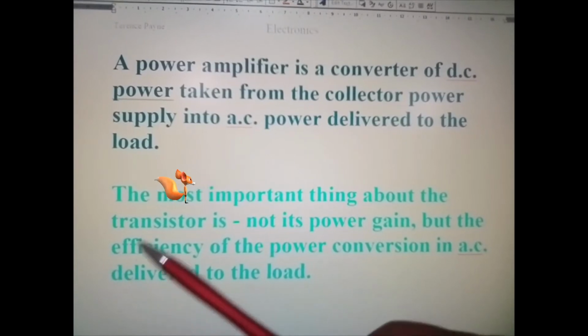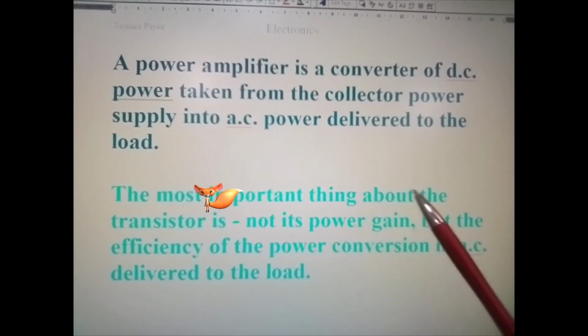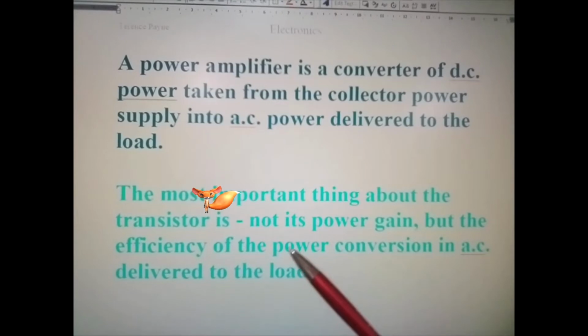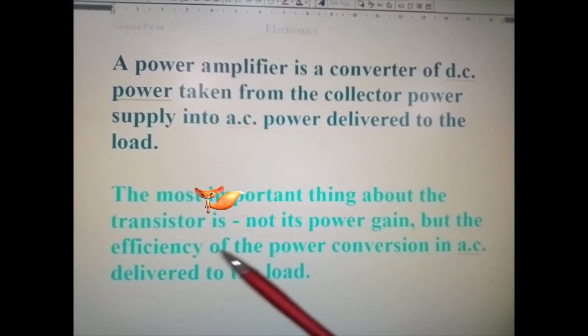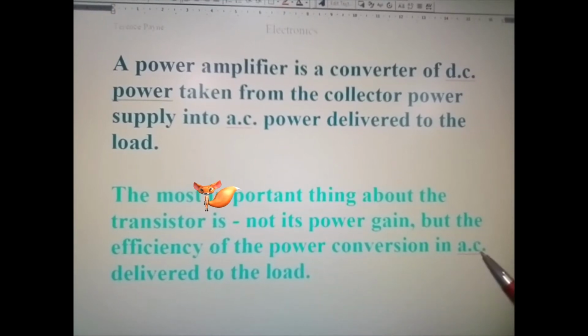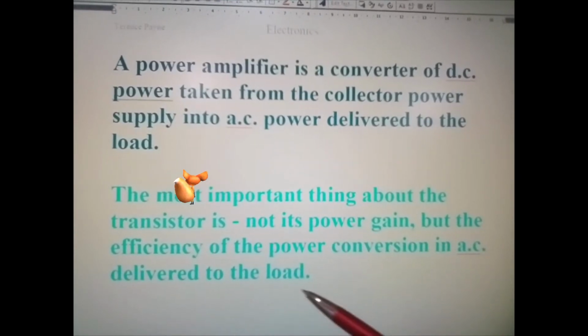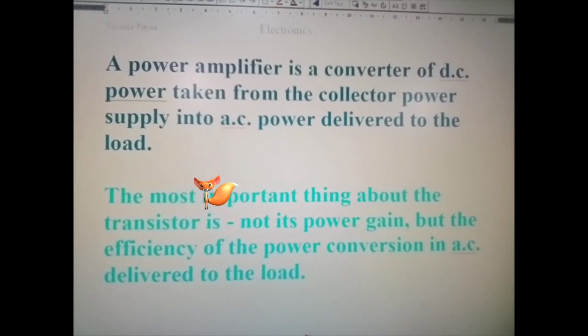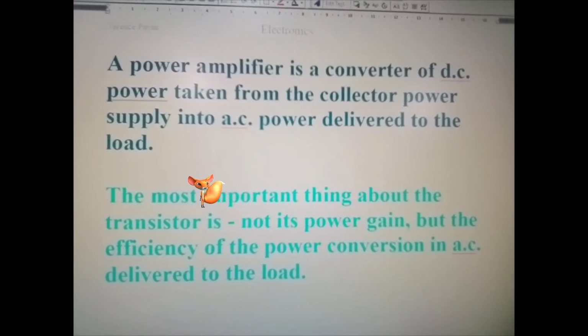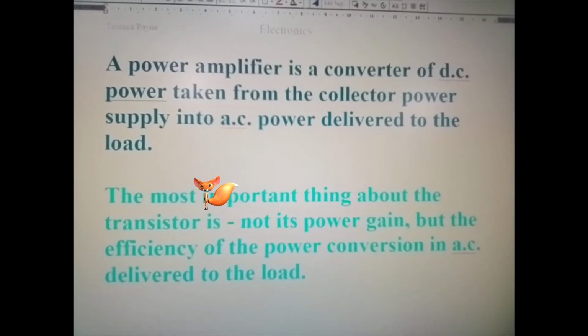Now the most important thing about the transistor is not its power gain, but the efficiency of the power conversion into AC delivered to the load. And this is where we need our transistor to be highly efficient and to make sure that we get the maximum power transfer into our load based upon the current and the voltage that has been applied to the transistor.